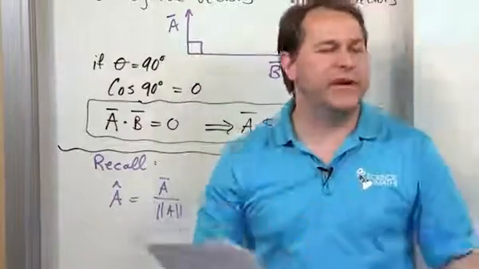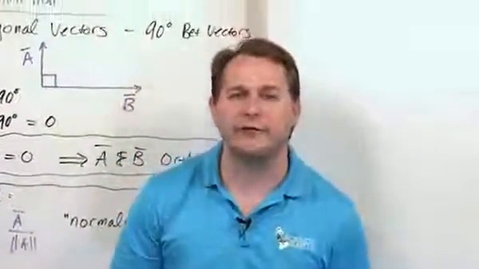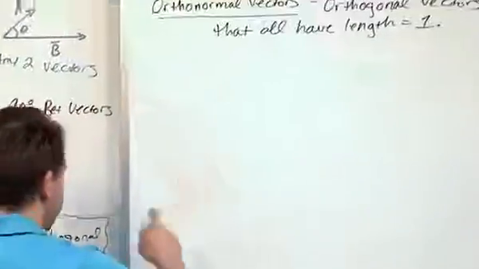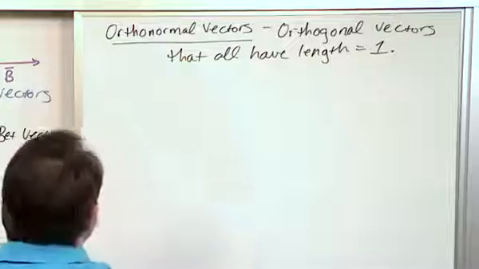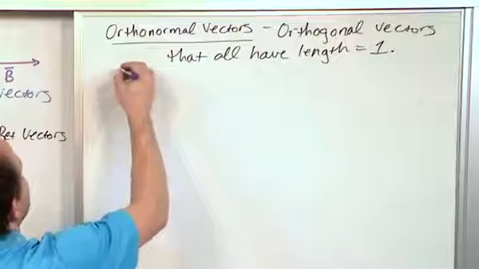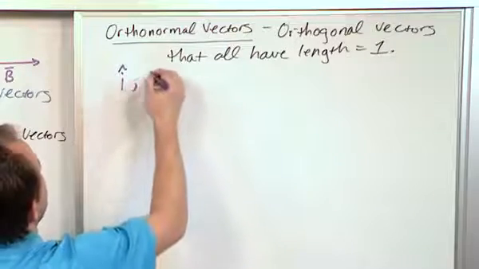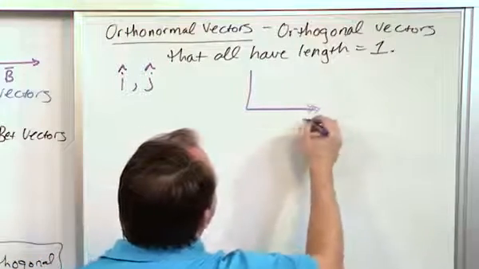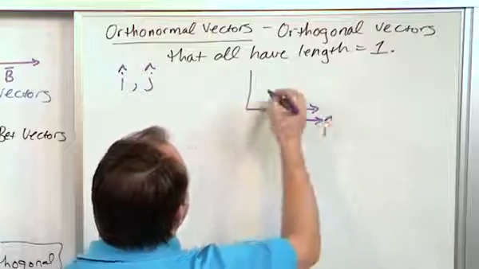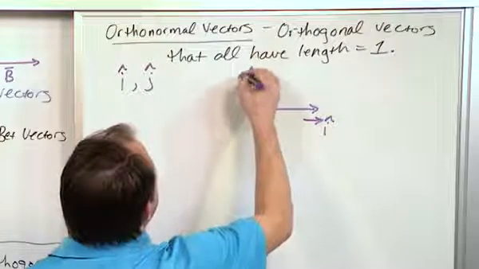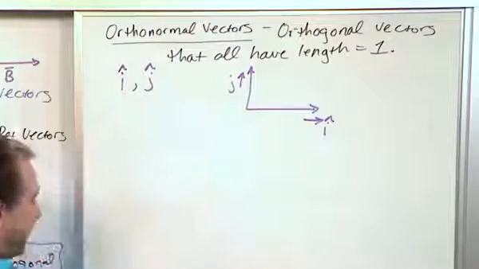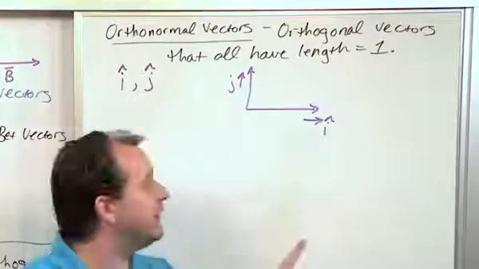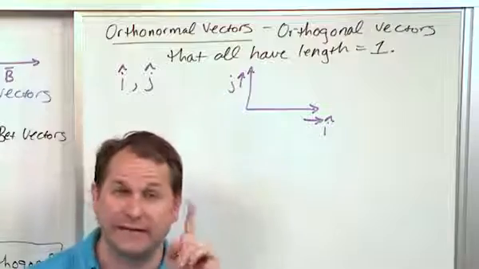Now, what is the most famous orthonormal set of vectors that you know of? The most famous set of orthonormal vectors, even though you may not realize it right now, is, let's say, the I unit vector and the J unit vector. When you draw it like this, the I unit vector is pointed this way, and the J unit vector is pointed this way. By definition, the I hat vector has a length of 1. By definition, the J hat vector has a length of 1.